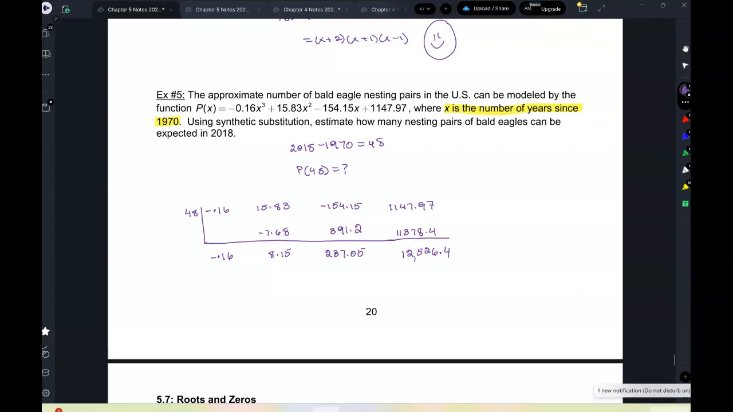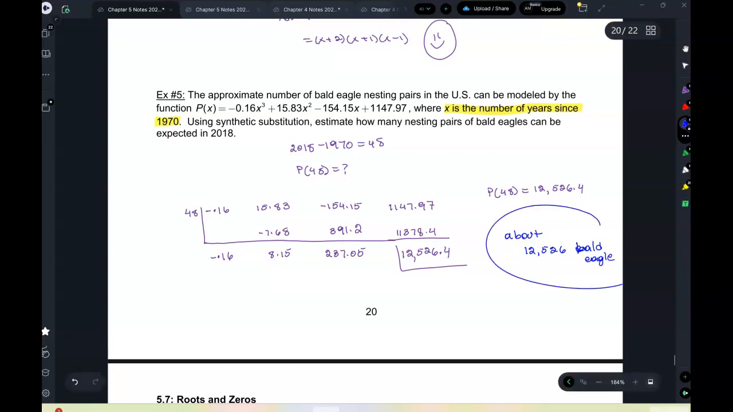Okay. So that tells me this is the remainder. P of 48 is equal to 12,526.4. That means there are about 12,526 bald eagle nesting pairs. Okay? Now, a little bit about rounding. Don't automatically round up. Just round mathematically to the correct number. Okay? Right? Because it's an estimate. Okay? Either way. All right.